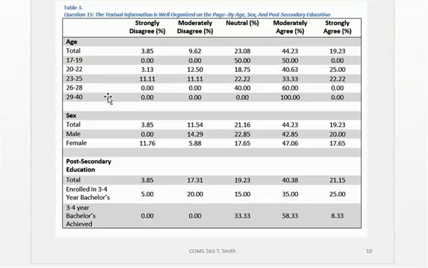Moving on to a sample. Here we see that this is from question 15, but it's also broken down by age, sex, and post-secondary education, which are demographic questions. So these are 3 different survey questions. And question 15 is the textual information is well organized on the page. So that's a specific item within question 15. That should have been specified. That's not the entirety of question 15. And it's good that they say by age, sex, and post-secondary education.